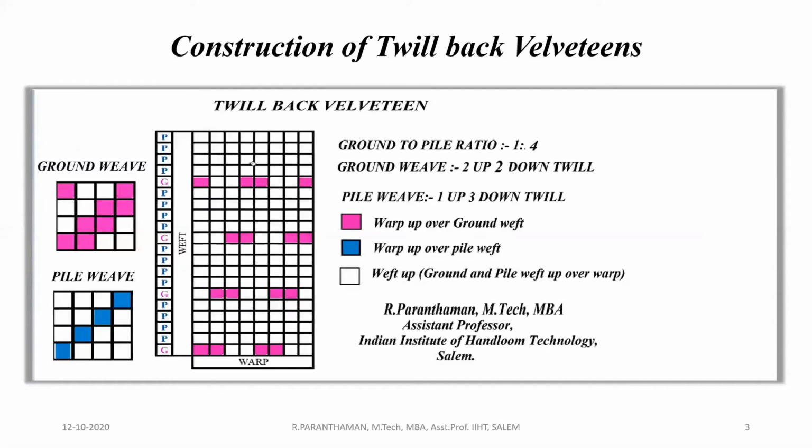Then mark the pile weave. Select the pile color and mark the pile weave on pile threads with warp. So pile weave can be marked in alternate ends.